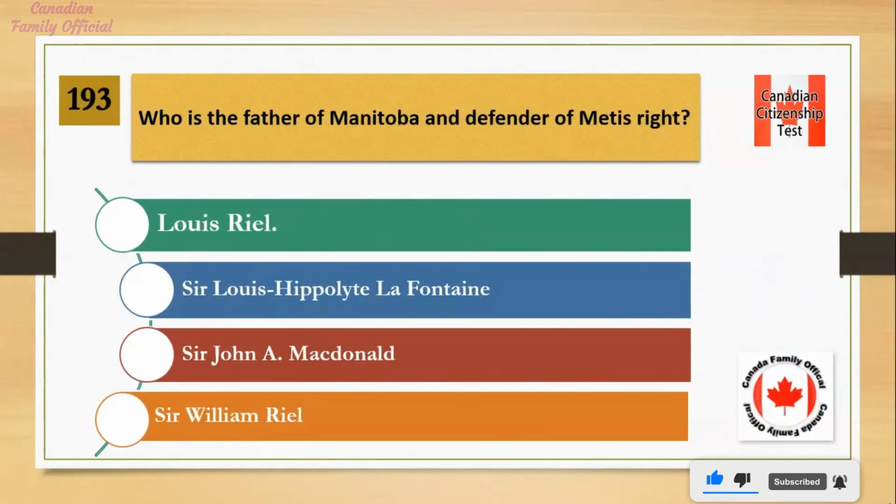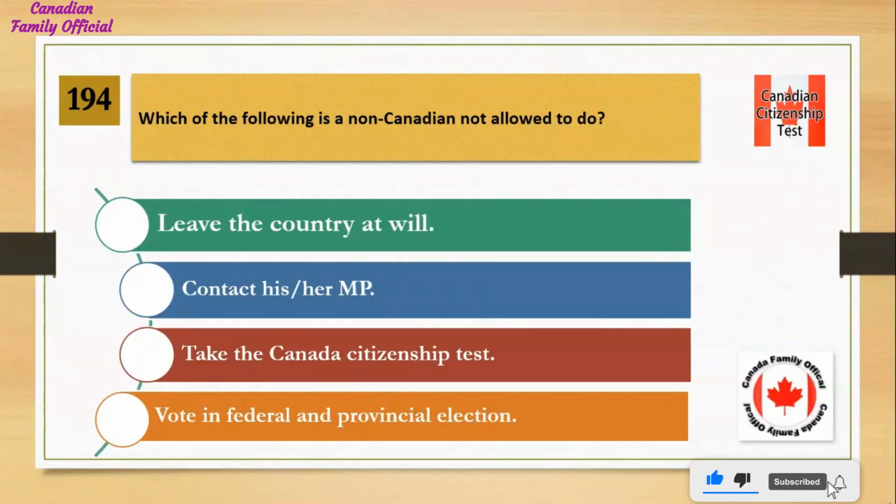Who is the father of Manitoba and defender of Métis rights? Number 1, Louis Riel. Number 2, Sir Louis Hippolyte Lafontaine. Number 3, Sir John A. Macdonald. Number 4, Sir William Riel. And the answer is Louis Riel.